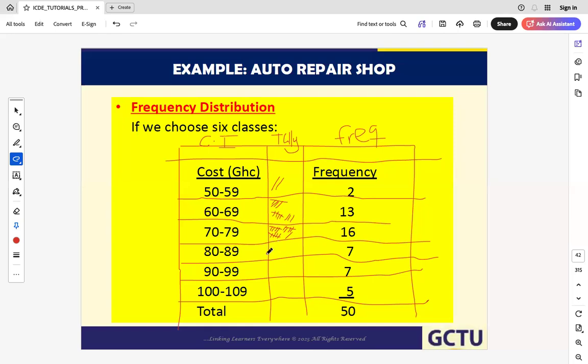80 to 89, the tally was the first 5, and then you have additional 2, making it 7. Same thing applied here. The first 5, additional 2, making it 7. Then the last one you have 5. And this is what you have known all this while. This is a frequency distribution table arising from a process called frequency analysis.